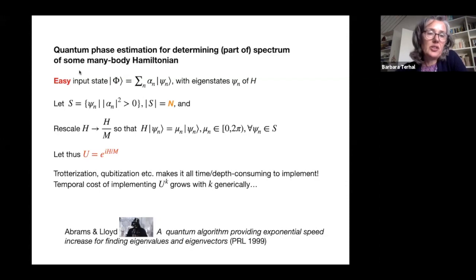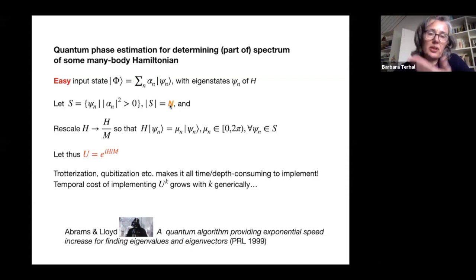First we have to start with some input state. Ideally we want it to be some eigenstate of the Hamiltonian, but maybe that's the exact state that we want to prepare, so we can't do that. We start with some state that is easy to prepare. It's some superposition of eigenstates. I want to be working in a setting where the number of eigenstates in this state, the number of states for which this quantity is non-zero, is small. That number we call n.